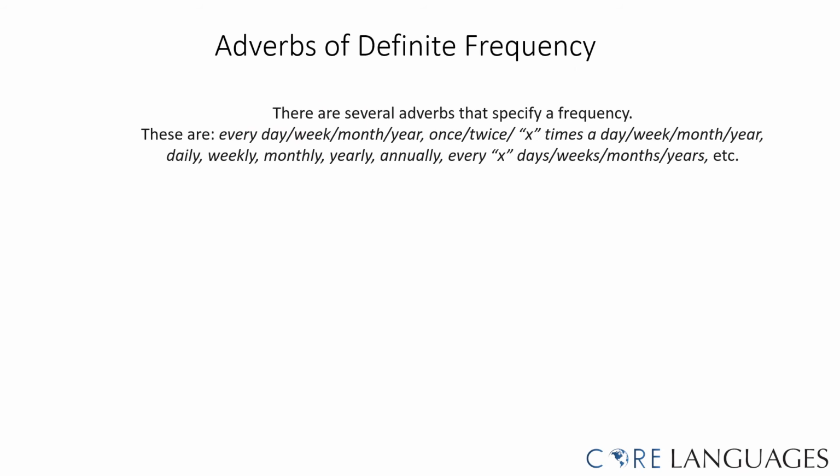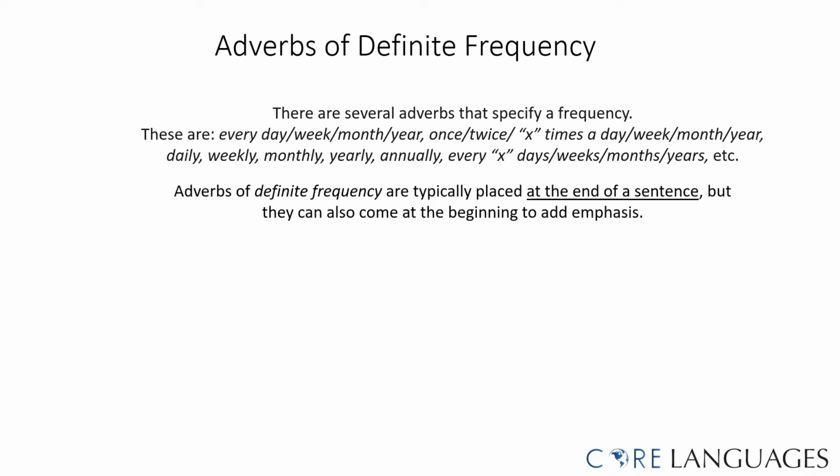There are adverbs that specify a frequency. We call those adverbs of definite frequency. For example, every day, every week, every month, or every year. Or once, twice, or X times a day, week, month, or year. Or daily, weekly, monthly, yearly, annually. Or every X days, weeks, months, or years.